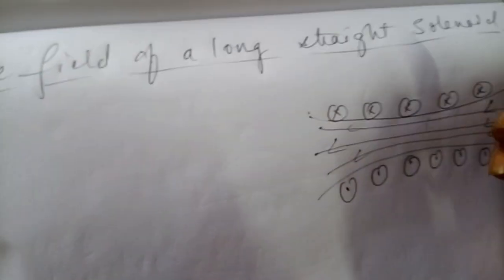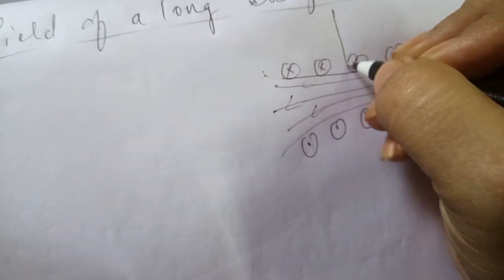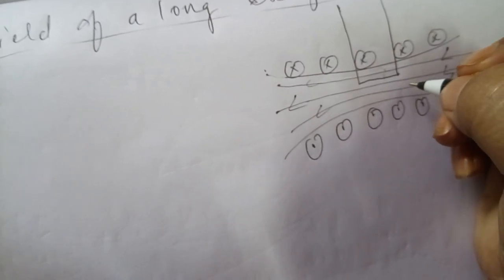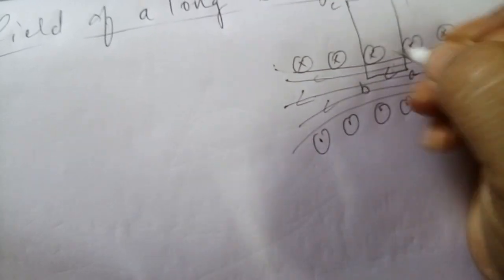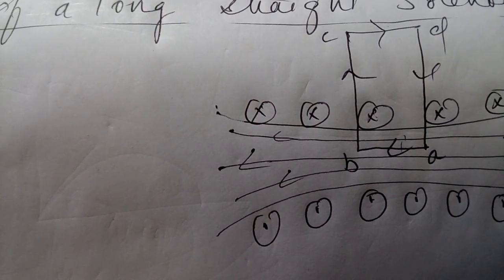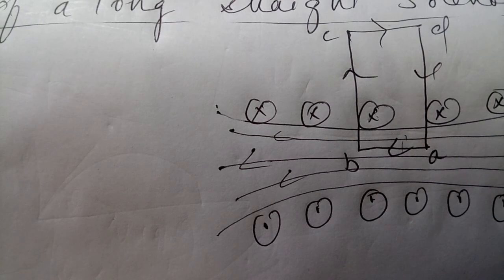Now we will consider a small portion of the solenoid. We have considered a very small portion of a solenoid here. Let us assume this is A, B, and this is C, D. A to B, B to C, C to D, and then finally D to A. If you look at your figure, we have taken a very small portion, and since we are doing a line integral, we have split it into 4 different line integrals.